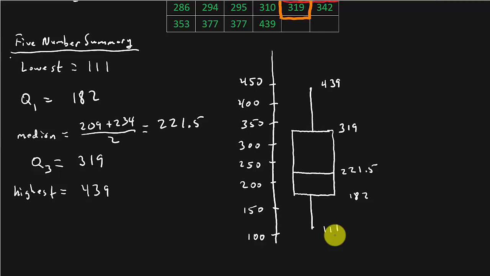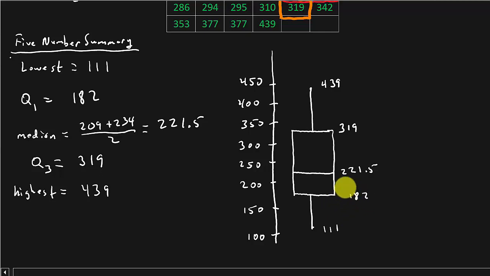But what good is drawing that if we don't really know what we're looking at? So let's go through this and see what this means, if we can interpret the drawing. We can see that half of the ice cream bars have between 182 and 319 calories. Half of the calories are between 182 and 319.